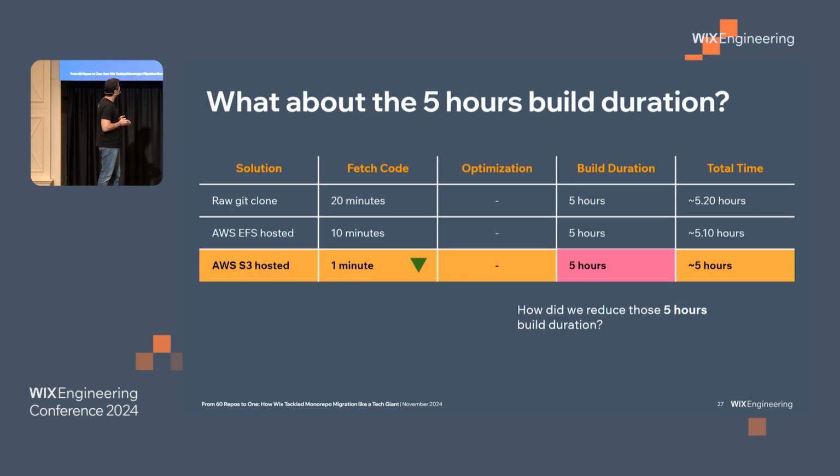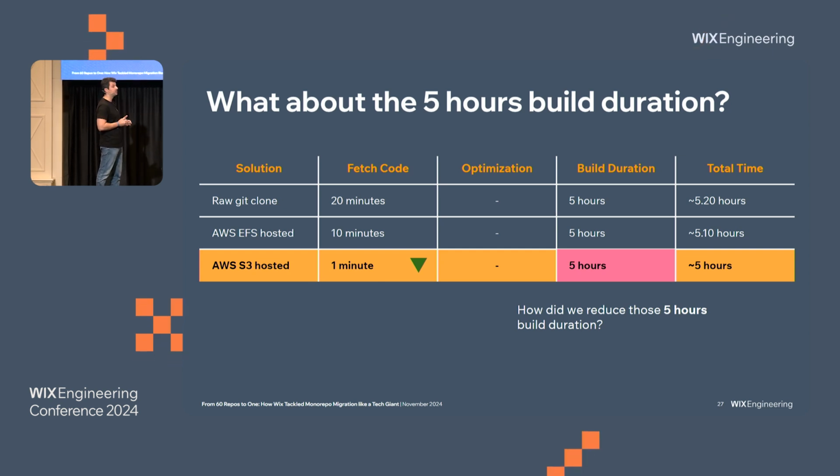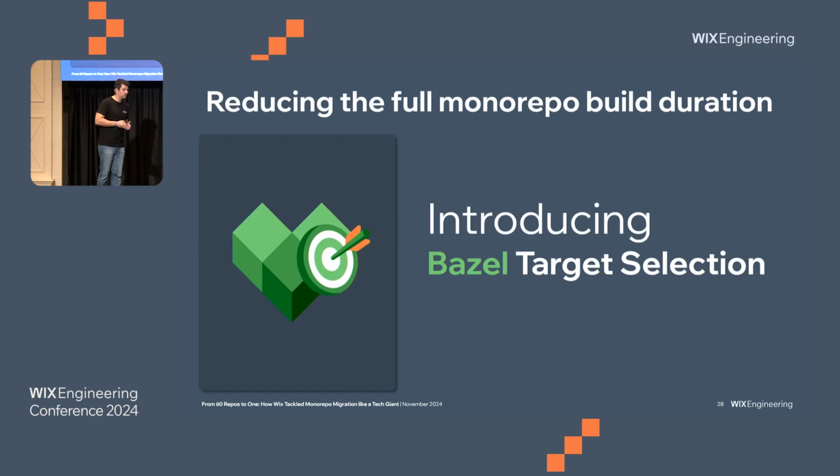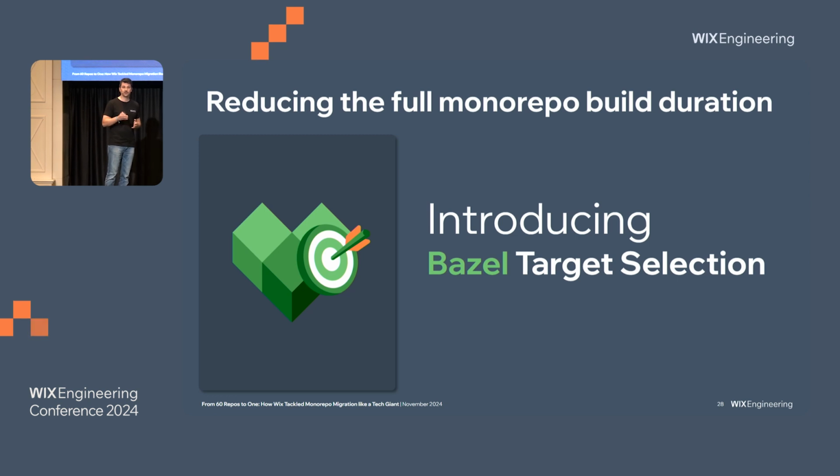You might ask yourself, it's amazing, you reduced the fetch code duration down from 20 minutes to 1 minute, but what about the build duration? It still takes 5 hours. So in the next part, I want to share with you how to reduce build durations using target selection.